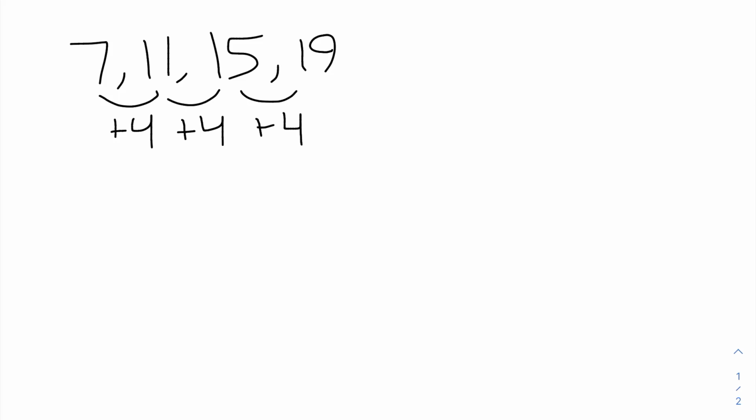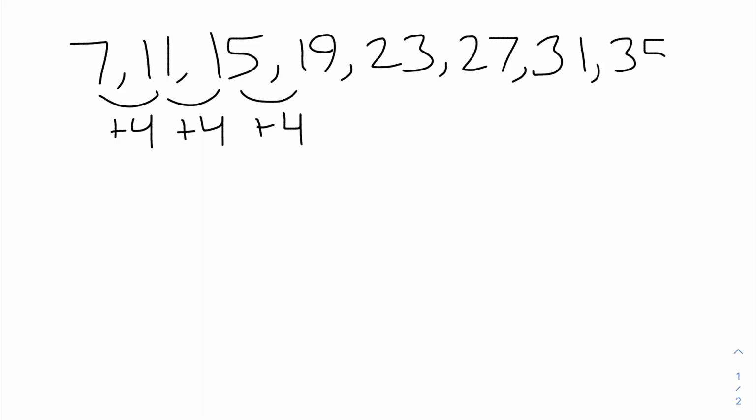How can we use this? Well, if the common difference is 4, then the fifth term must be 19 plus 4, which is 23. Then the next term, the sixth term, must be 27. Then we'll get 31. And finally, we get our eighth term, 35. So that's our eighth term.